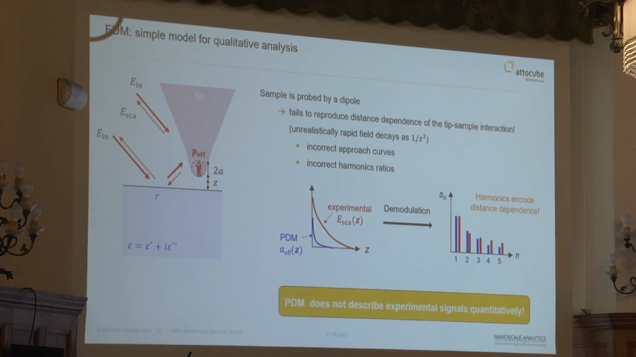Okay. So FDM, wrong title, point dipole. It's a simple model for quantitative analysis. It essentially approximates a large bulky tip. It's like 20 micrometers long, right? So it's represented with a small dipole. Okay, fine. It's good for describing the experiment qualitatively.